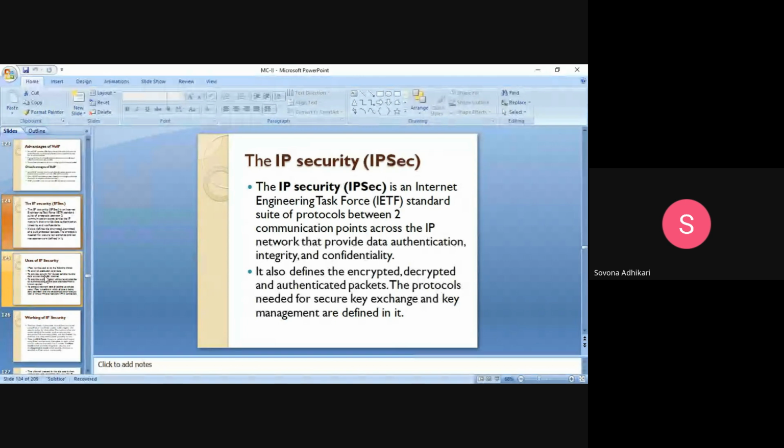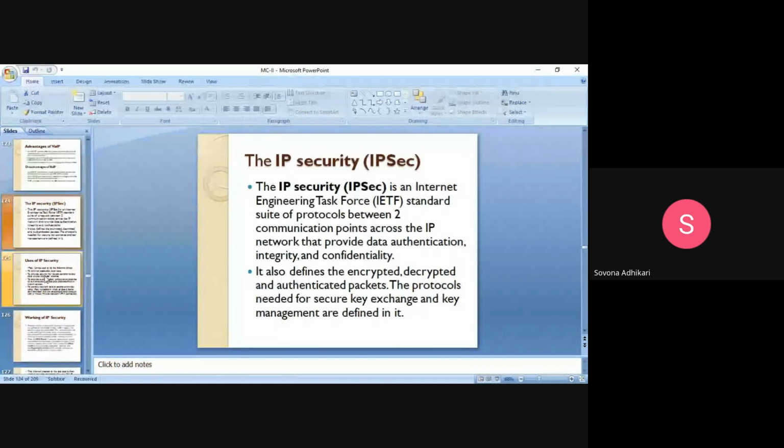Data authentication, that is, the user is an authorized user. It should provide that feature, that is, the data which is sent is sent by an authorized user. Data integrity, that is data security, and confidentiality, that is, if the data is confidential, no one can view it.